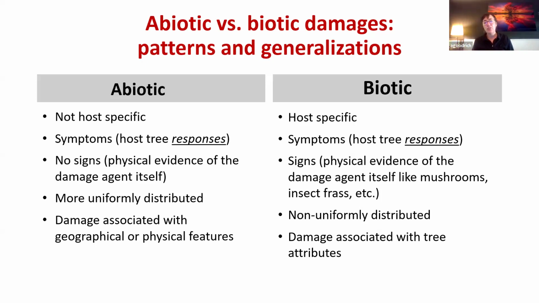Whereas with biotic damage agents, we often see the damage associated with tree attributes, not so much the site attribute. So think about Douglas fir beetle again. Douglas fir beetle is going to want trees of a certain size, so we're not going to see smaller Douglas fir and larger Douglas fir affected.